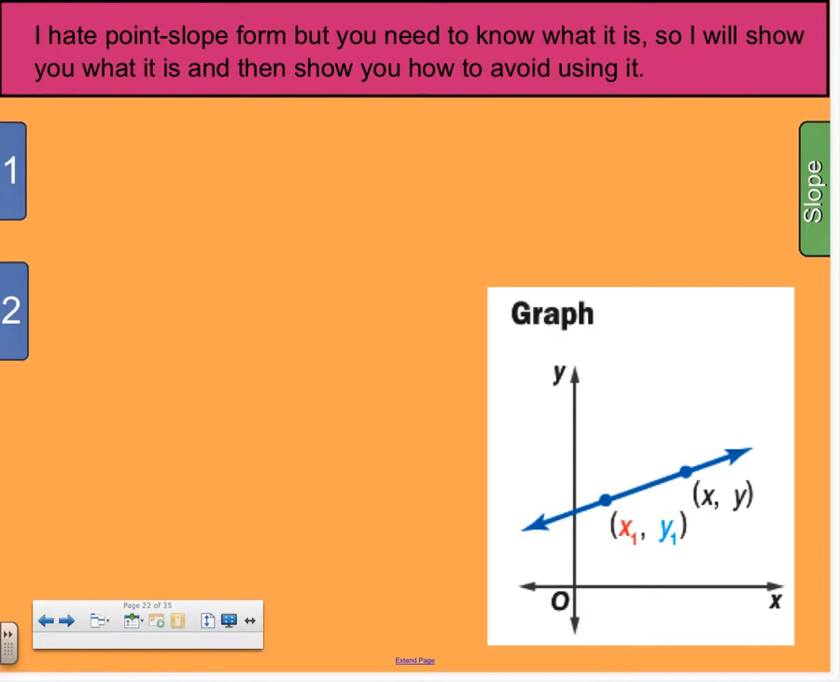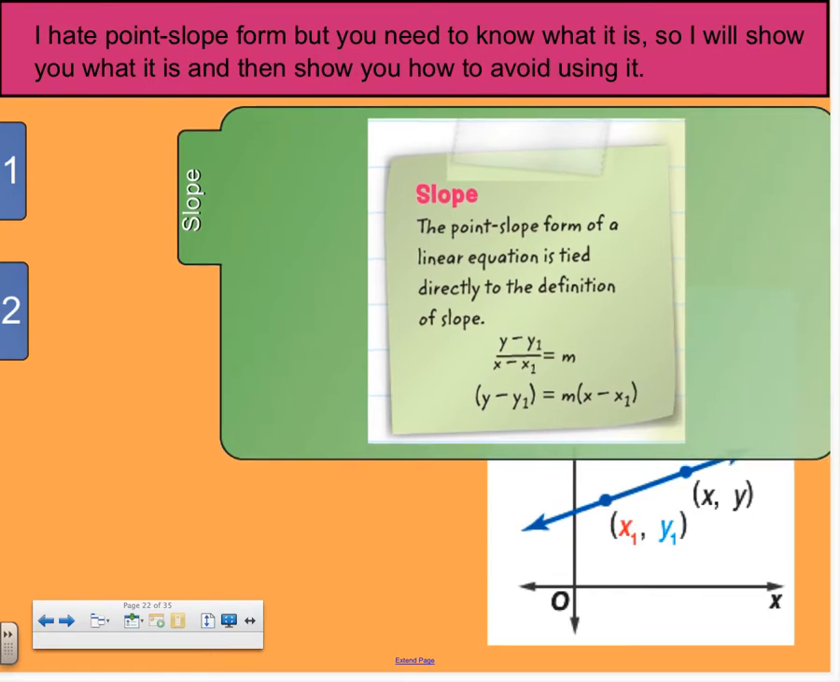It's very important that you do know what point slope form is, how it is used, and you know what? If there are some of you that appreciate it and like to use it, feel free to do so. Let me give you a little history of point slope form.